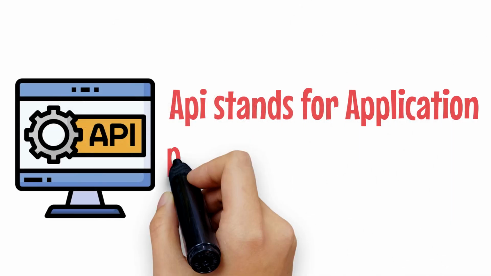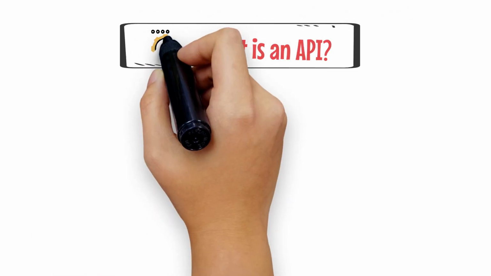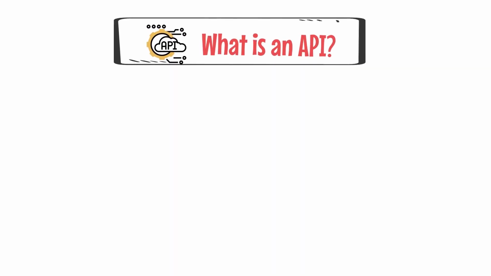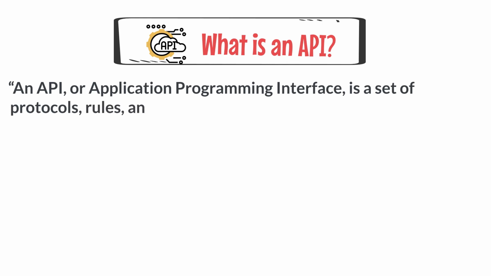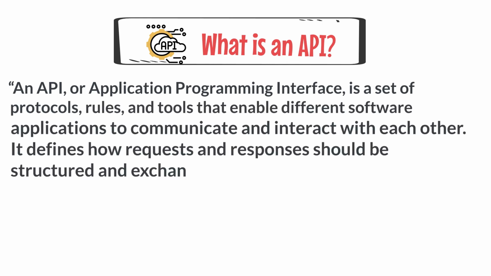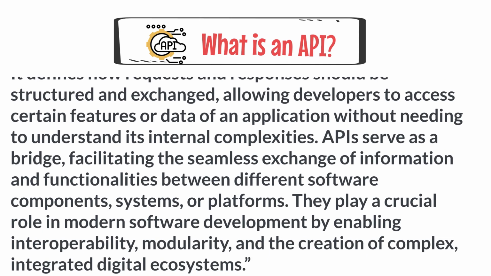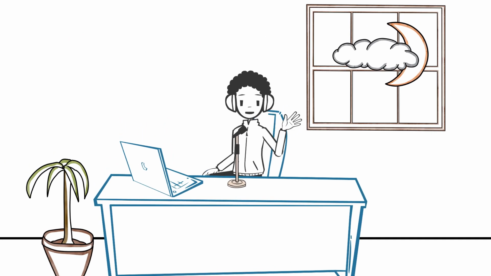API stands for Application Programming Interface. Now, let's look at the textbook definition of an API. An API, or Application Programming Interface, is a set of protocols, rules, and tools that enable different software applications to communicate and interact with each other. It defines how requests and responses should be structured and exchanged, allowing developers to access certain features. So, in simple terms, it's like a secret tool hidden behind our digital world.